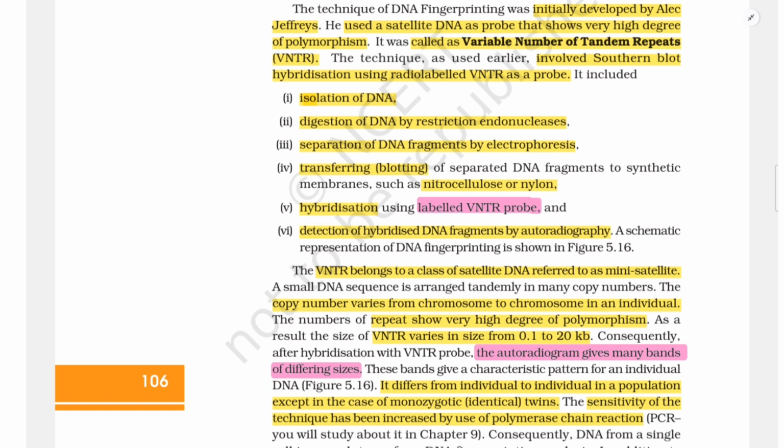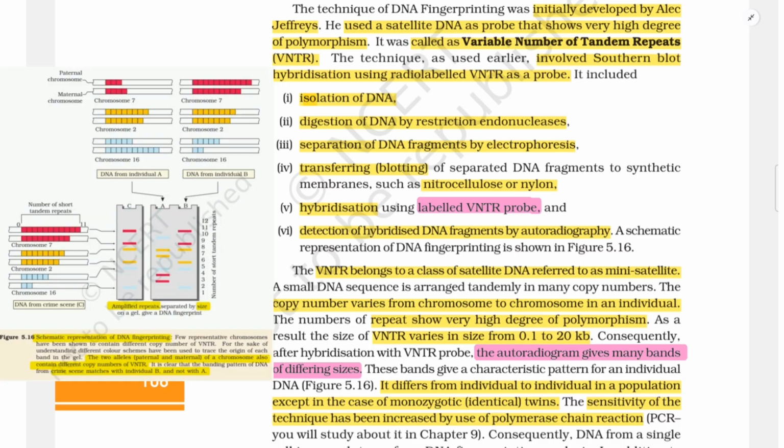It included: 1, isolation of DNA; 2, digestion of DNA by restriction endonucleases; 3, separation of DNA fragments by electrophoresis; 4, transferring (blotting) of separated DNA fragments to synthetic membranes such as nitrocellulose or nylon; 5, hybridization using labeled VNTR probe; and 6, detection of hybridized DNA fragments by autoradiography. A schematic representation of DNA fingerprinting is shown in figure 5.16.